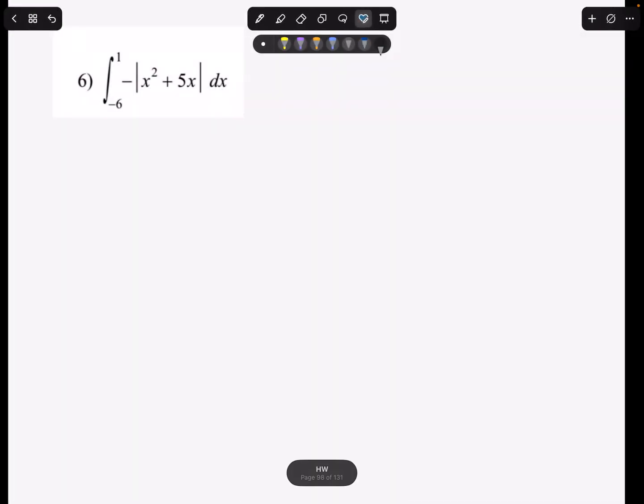Okay. In this problem, we have a definite integral that has a couple of things going on. We've got an absolute value of a quadratic, and we also have a negative on the inside. So what I'm going to do first is rewrite the problem with the negative on the outside. And then I'm going to think about what this graph looks like, the absolute value of x squared plus 5x.